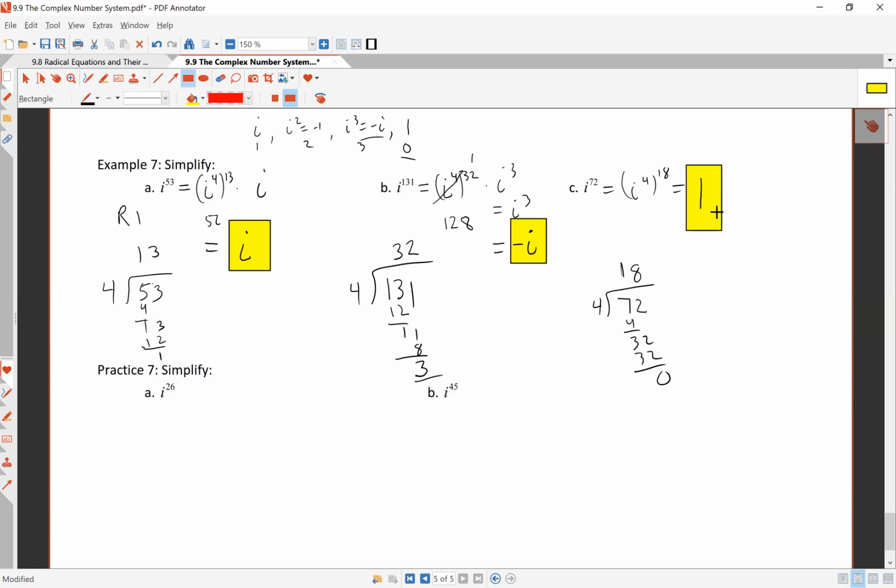So here are 2 for you to try. I encourage you to press pause in your video and work these out, and come back when you're ready to see the solution.